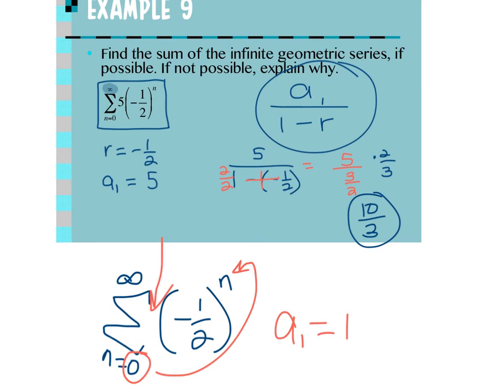Questions? Yep. Can you go back to this example 7?